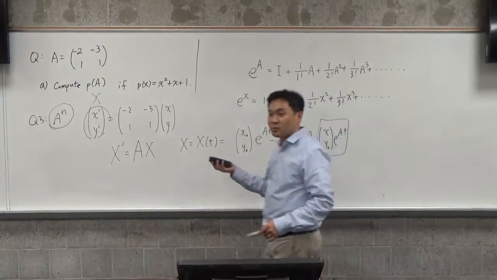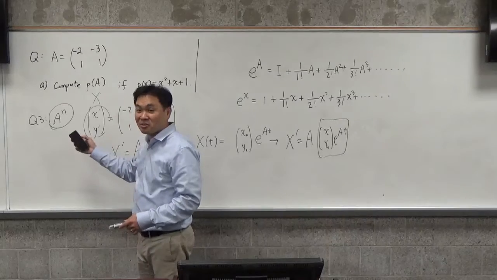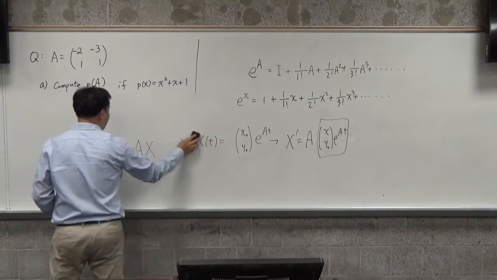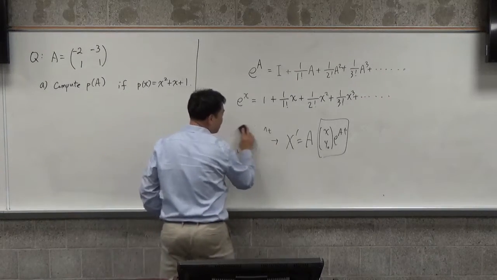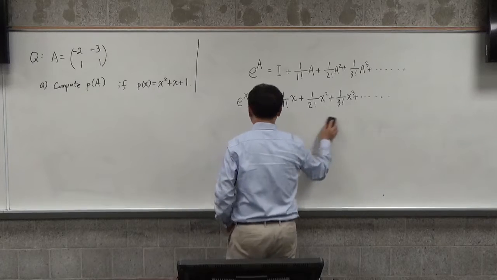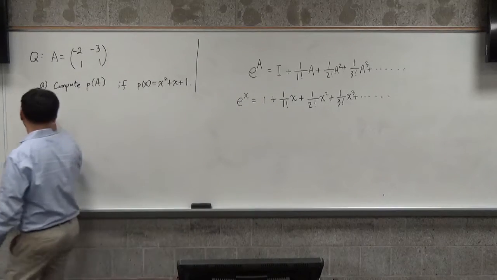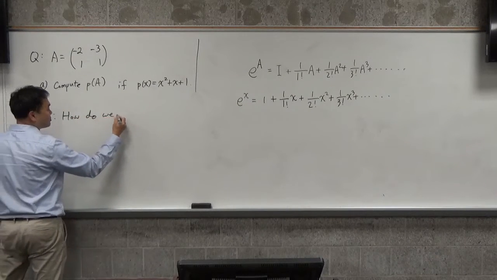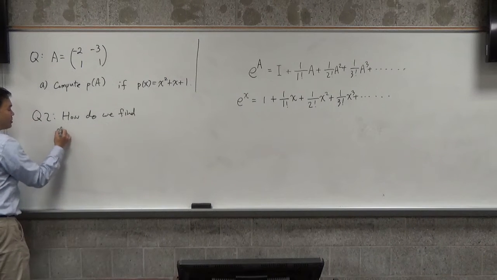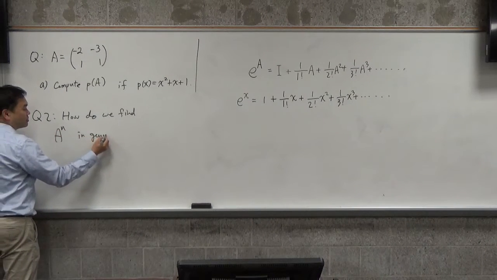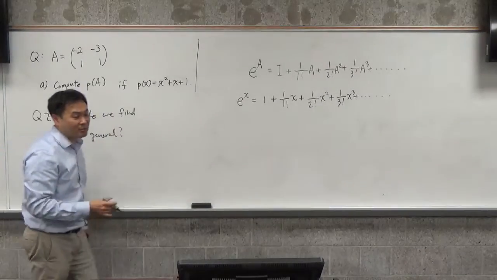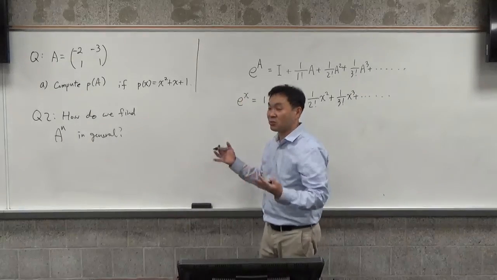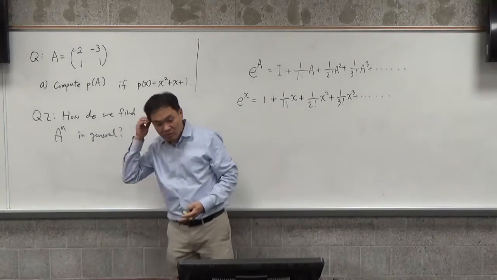Okay. So I answered the third question. That's a good answer, right? Now let's try to answer the second question. How would we find the nth power in general? How do we find A to the n in general? Because for this example, we were lucky that somehow A squared plus A plus the identity was 0, and that enabled us to find the solution in general.